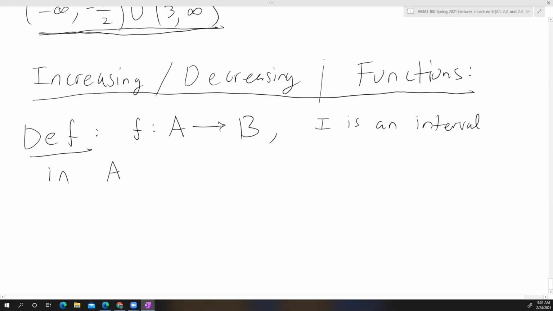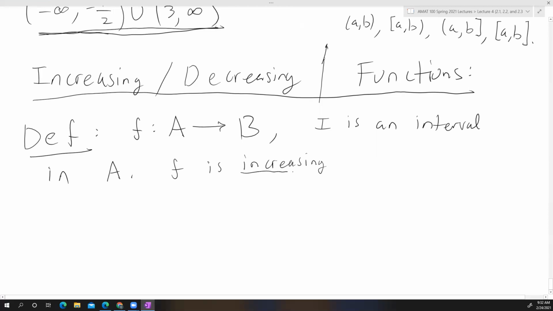So recall, intervals are things of the form a comma b. It could be this, it could be that, or it could be that. So these are intervals, something of this form, and it sits inside the domain. So we say that f is increasing on the interval I. So it could be anything of this, one of these forms.